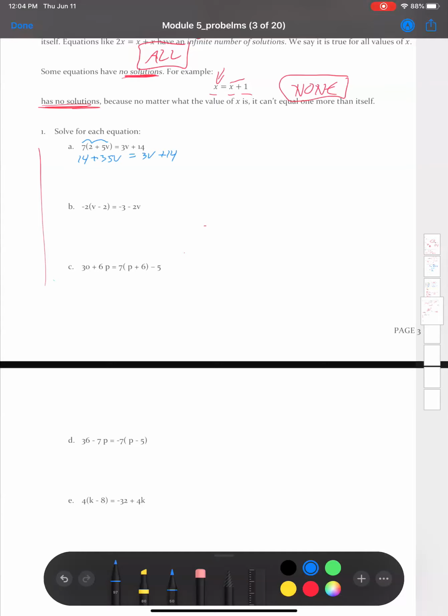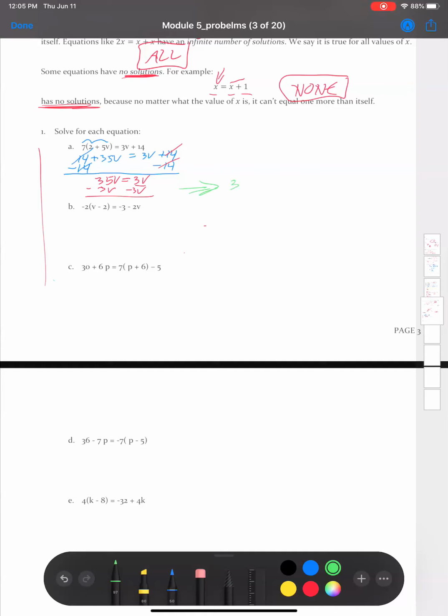Okay, so this 14 cancels out. I'm going to use a different color now. So I have 35v left on the left-hand side, and these 14s also cancel, and I'm going to have 3v on the right-hand side. Okay, now if I move this v on the left-hand side, I'm going to have negative 3v. I'm going to continue this problem on the right-hand side.